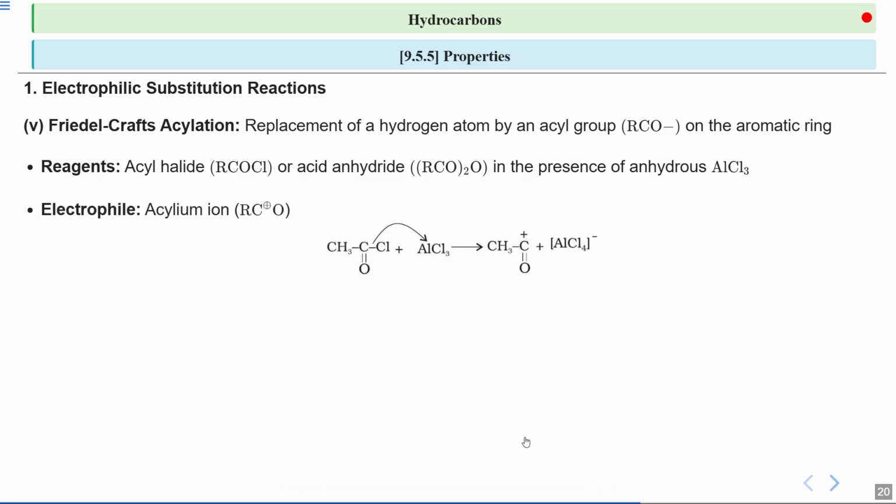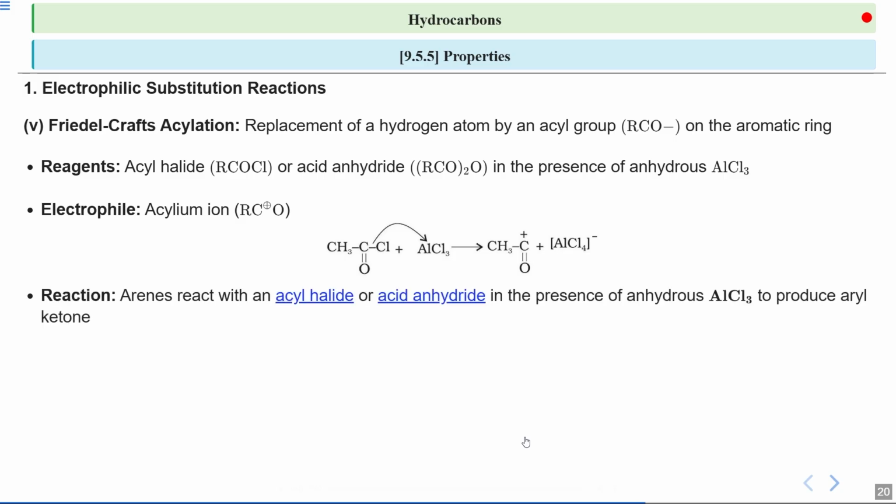So this is your generation of electrophile. You can look here how your CH3COCl, when reacted with AlCl3, loses the chlorine and forms the acylium ion. Next, the arene reacts with the acyl halide or acid anhydride in the presence of anhydrous AlCl3 to produce an alkyl ketone. So the electrophile is being generated. Now your benzene, which is an electron rich species, will attack this electron deficient species to form acetophenone. This is your overall process, and this is a ketonic group. Got it?